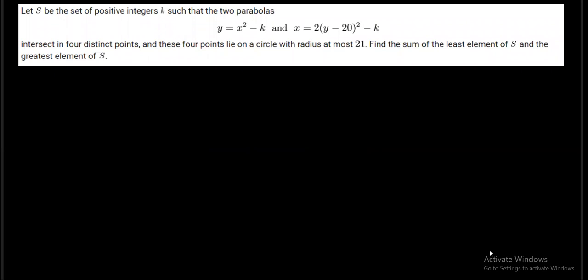The question says: let S be the set of positive integers k such that the two parabolas intersect in 4 distinct points, and these 4 points lie on a circle with radius at most 21. Find the sum of the least element of S and the greatest element of S.